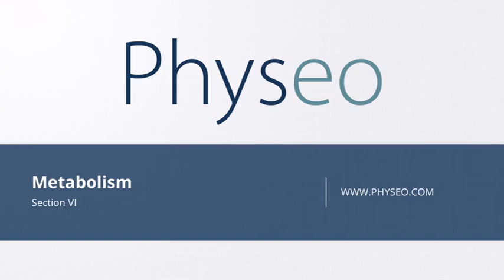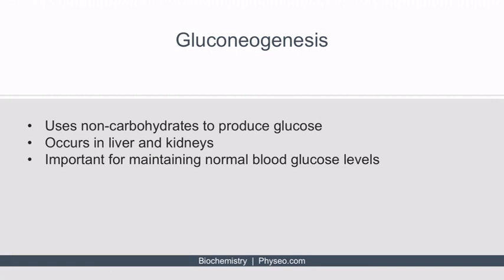Welcome to Section 6 of Metabolism. In this section, we'll be discussing gluconeogenesis. Let's get started. So what is gluconeogenesis? It's a key metabolic pathway that uses non-carbohydrates to produce glucose.